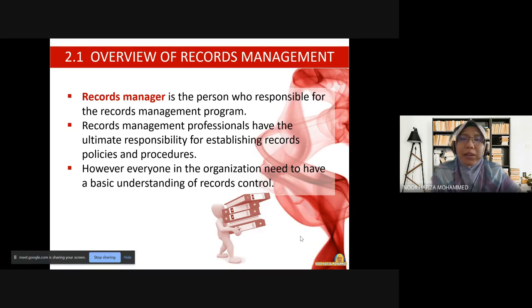Okay, next one, the records manager. The records manager is the person who is responsible for the records management program. The records management professional has the ultimate responsibility for establishing records policies and procedures. Everyone in the organization needs to have a basic understanding of records control.